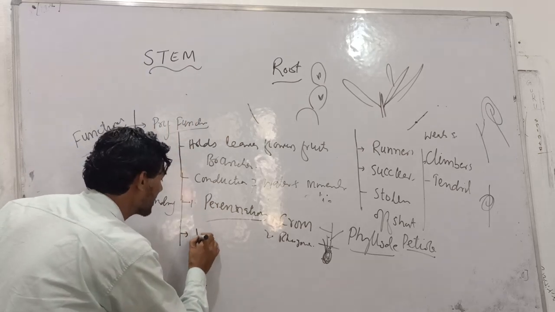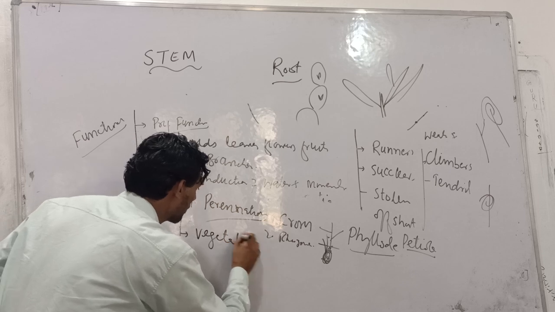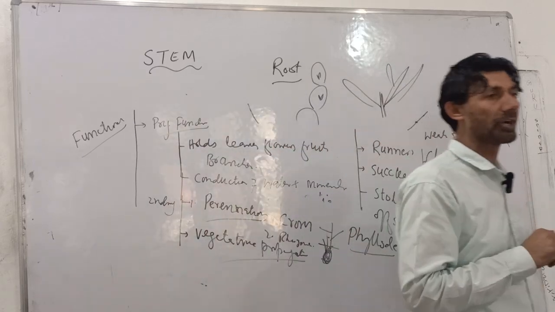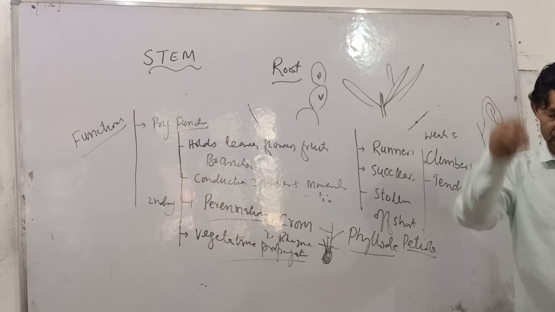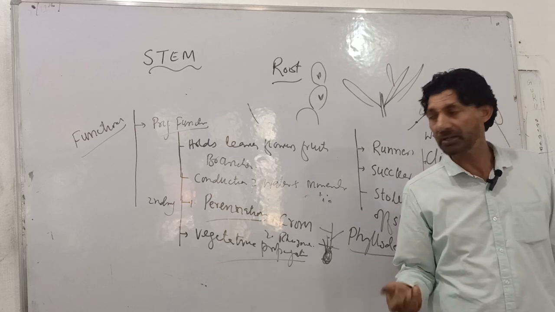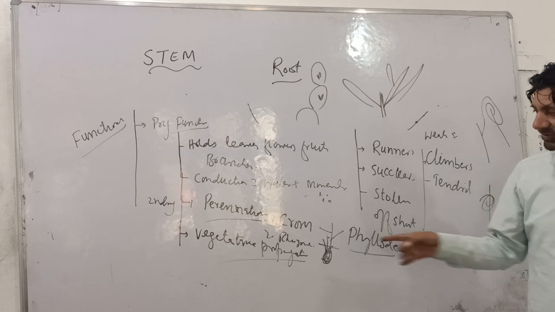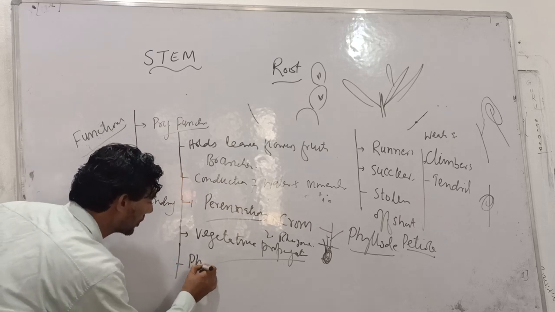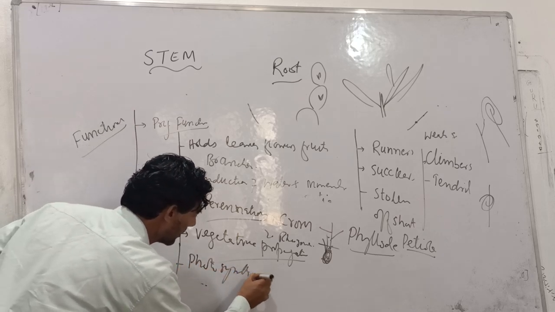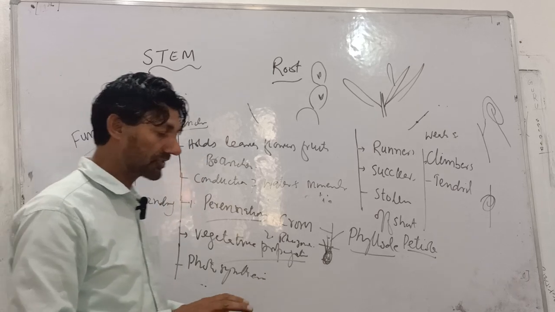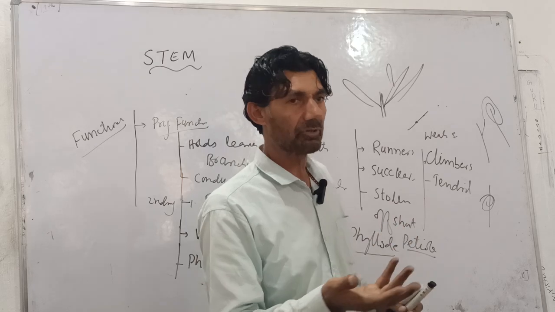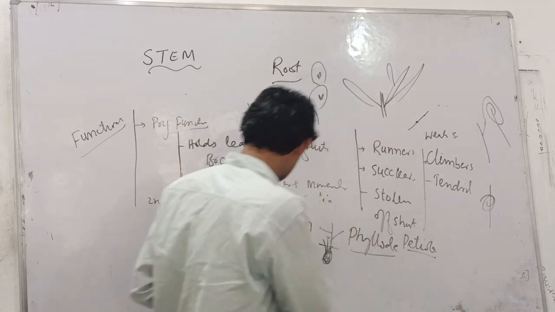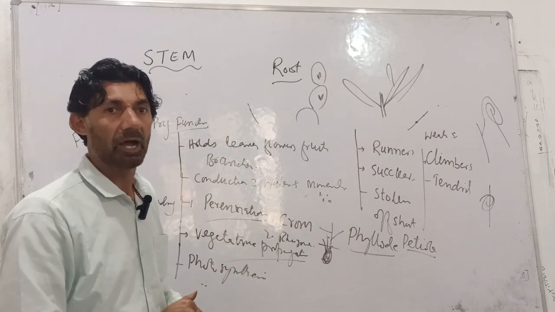Second is vegetative propagation. Vegetative propagation means, for example, a potato stem or banana stem grows and produces a new plant. This is called vegetative propagation. Next, photosynthesis. In a desert, where there is scarcity of water, leaves are converted into spines and the stem is modified into a leaf-like structure, which performs photosynthesis.